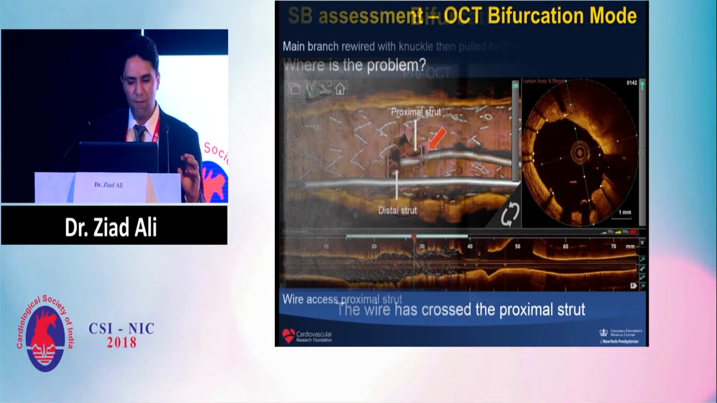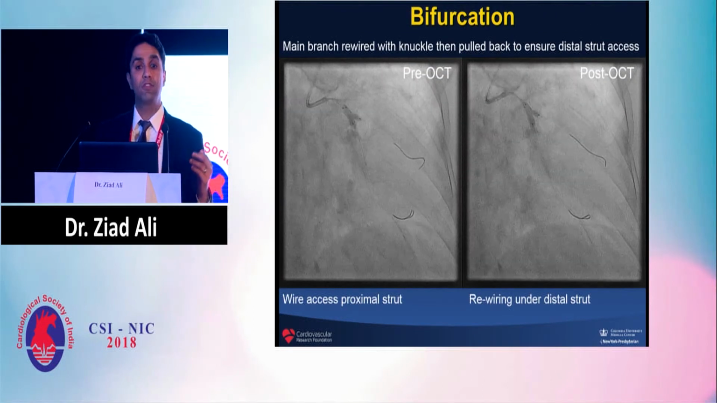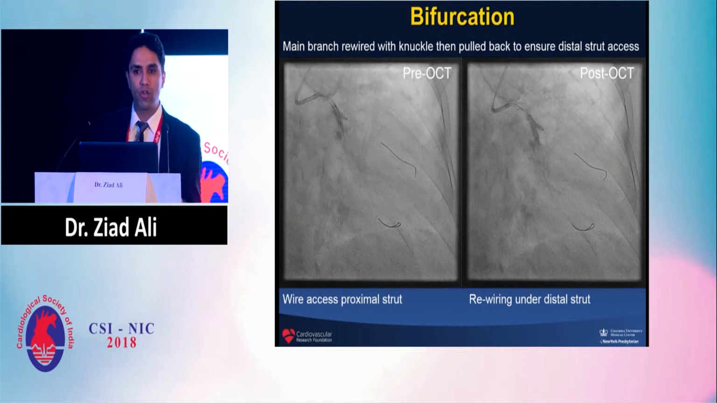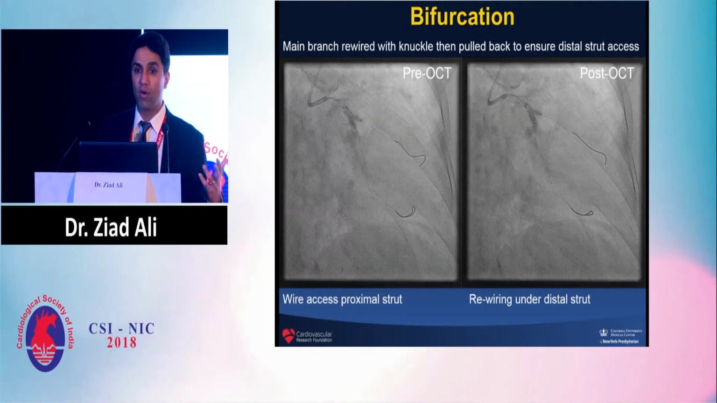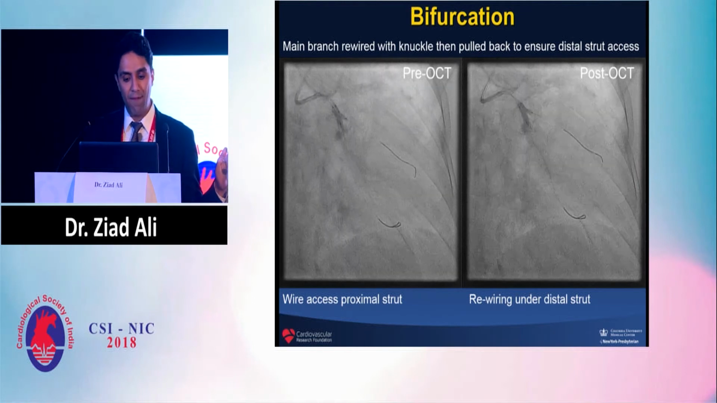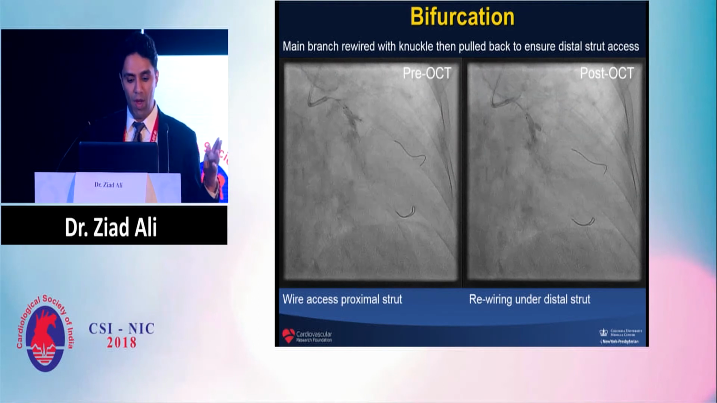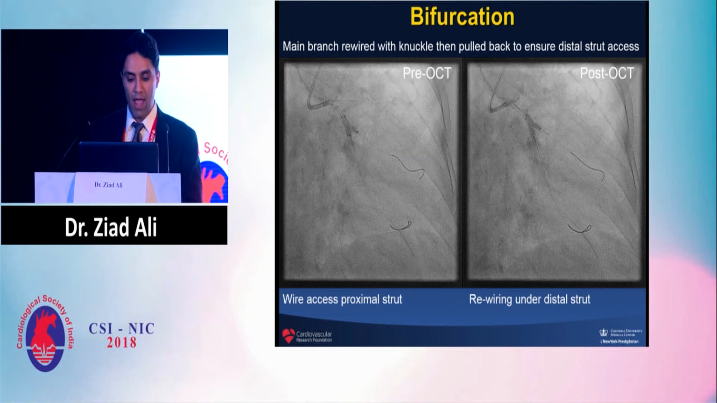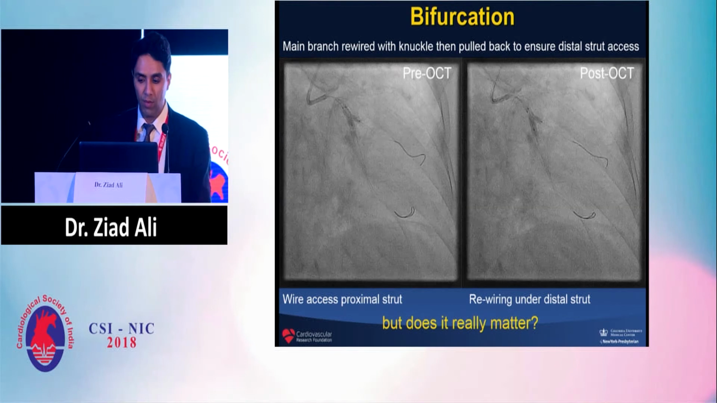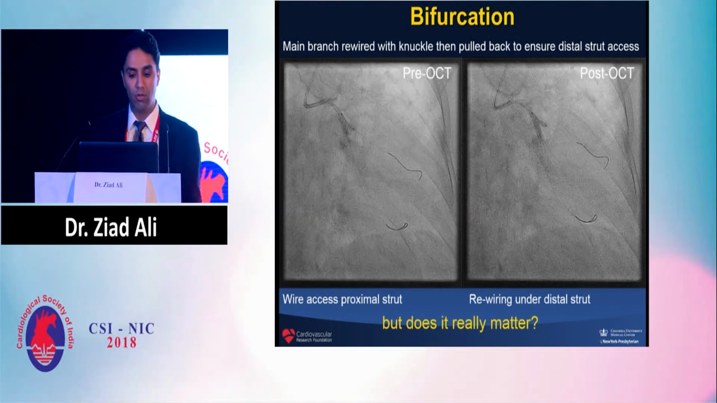You may ask yourself, does it really matter? A lot of us talk about this, that the wire has gone through the wrong strut, but is there a clinical benefit or is there a biological benefit? Well, let's take a look. On the left side, you see the pre-OCT where the wire has access to proximal strut, and the right side, there's rewiring under the distal strut. And let's take a look at what the OCTs look like between the two.